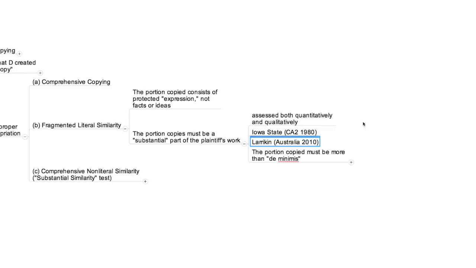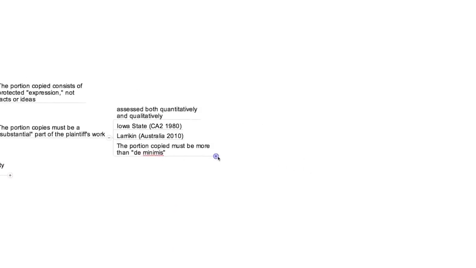So, to summarize, in a case involving fragmented literal similarity, the plaintiff must prove that the defendant took a substantial portion of the plaintiff's work, measured qualitatively and quantitatively. In practice, that requirement is forgiving, permitting plaintiffs to recover for the taking of quite small pieces. There's a limit, however. That limit is sometimes referred to as the, quote, de minimis doctrine. An excellent description and illustration of this doctrine can be found in Judge Laval's 2001 opinion in the case of Davis versus The Gap.